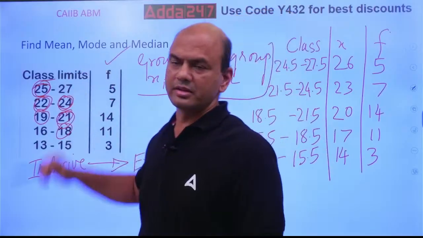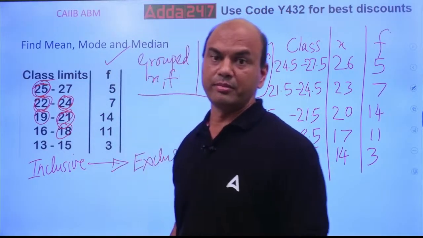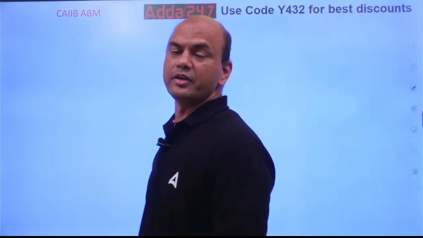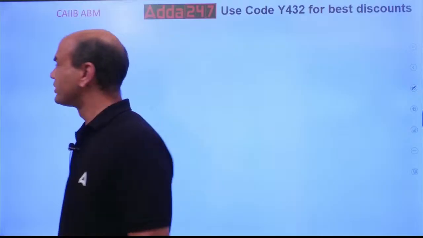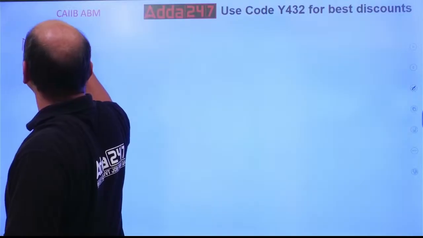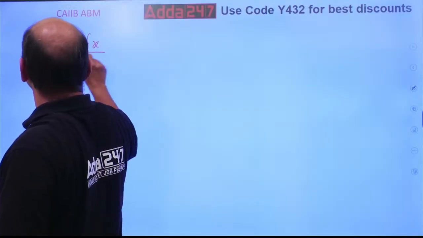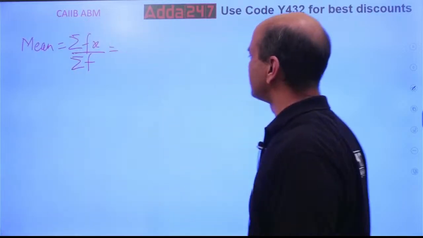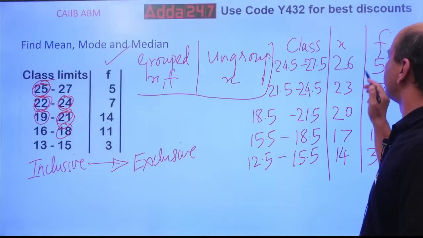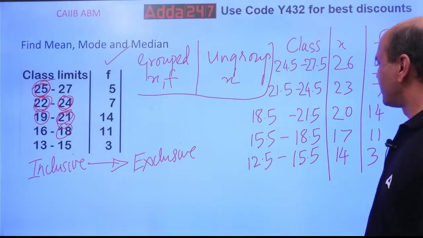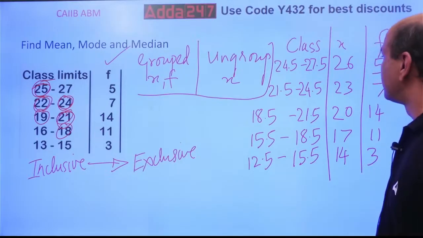Now find out the mean. What is the formula for mean? Mean equals summation fx upon summation f. Now you find out summation fx and summation f. Summation fx, multiply this. You will have to multiply everything. It will be a big problem. That's why I said it will take minimum 20 minutes. Multiply this now.